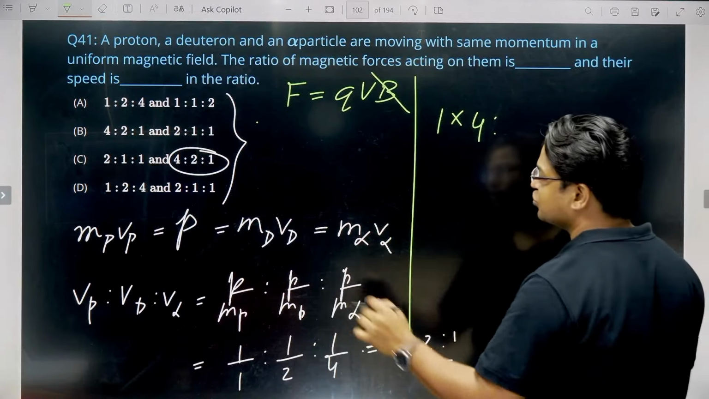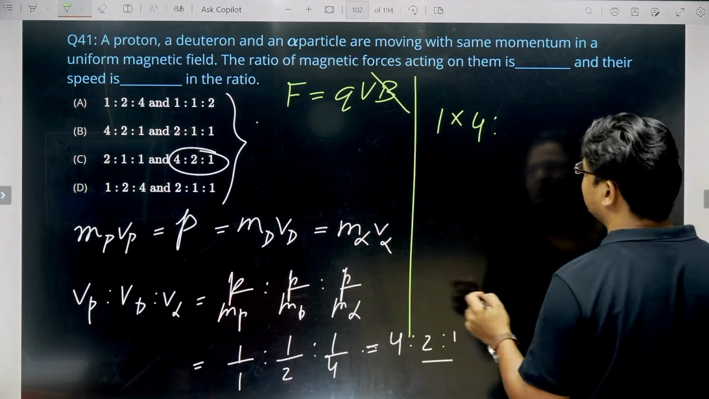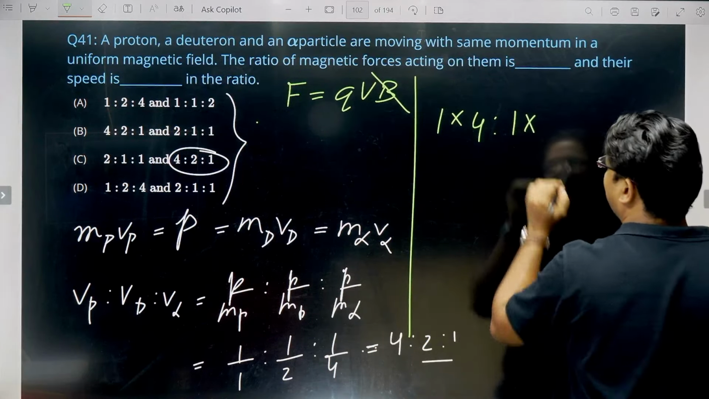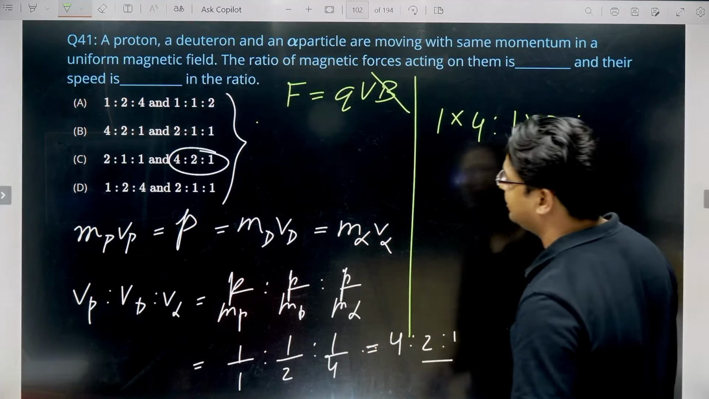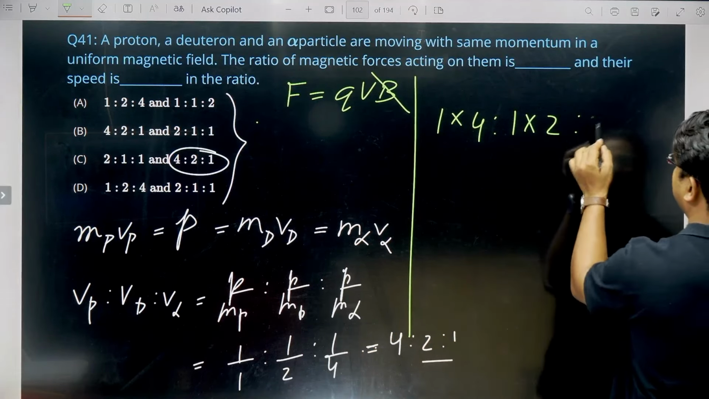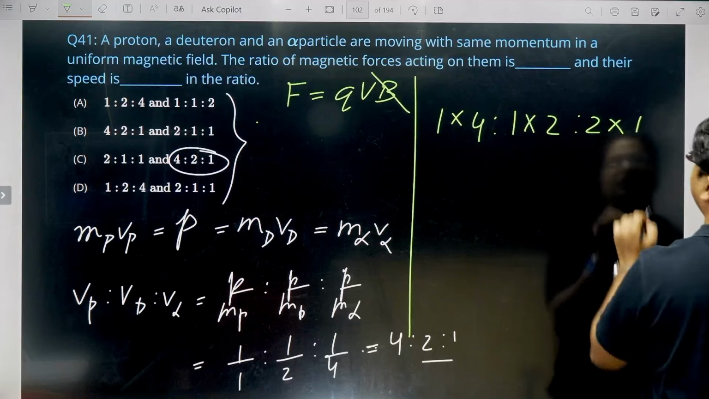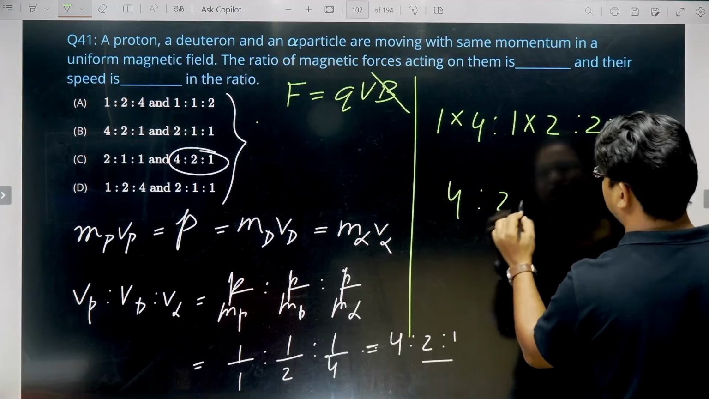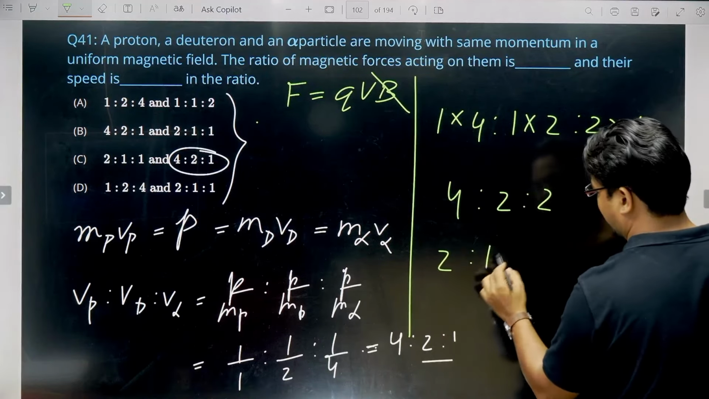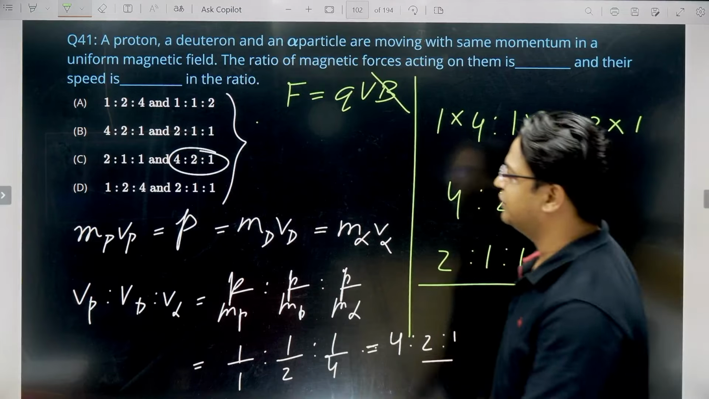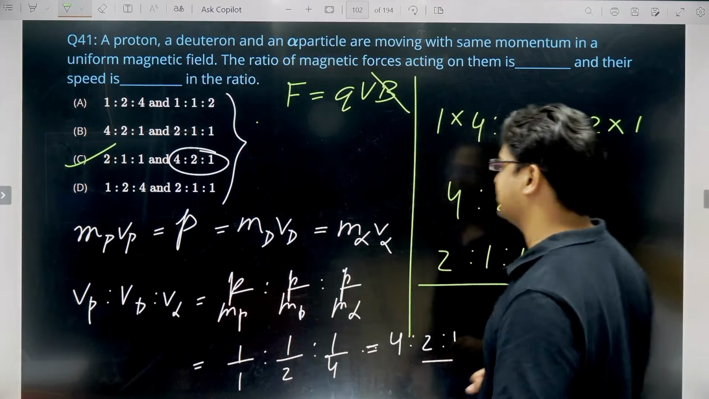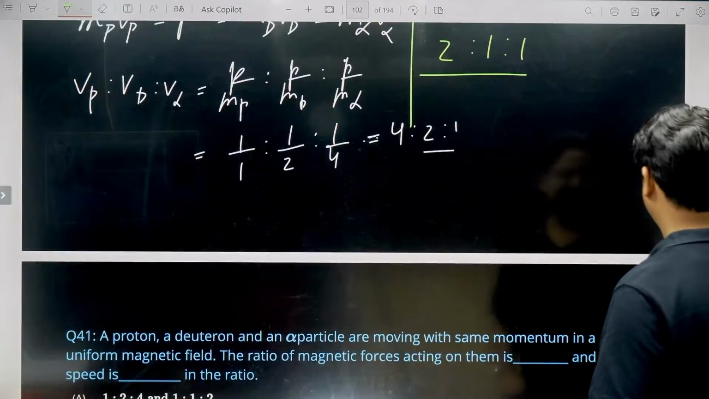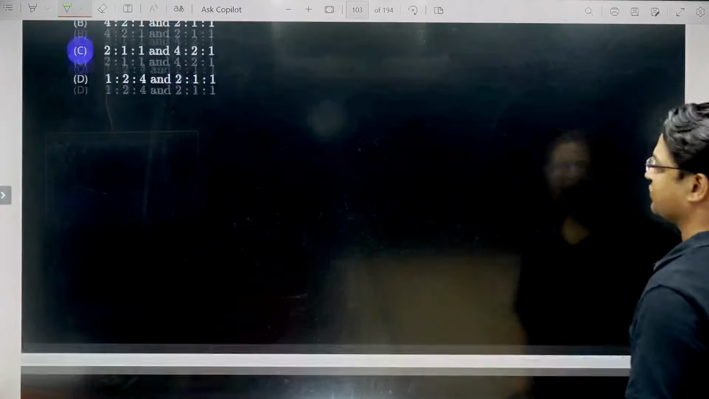Then force on deuteron. The charge on deuteron is still 1, and the velocity was 2 times. Then force on alpha particle, the charge would be 2 and the velocity is 1. So this turns out 4 is to 2 is to 2, which is 2 is to 1 is to 1. So the force ratio is 2 is to 1 is to 1, which matches with what is given in option C. We already discovered that option C should be the right one. All right, so we are good there. So that was question number 41.